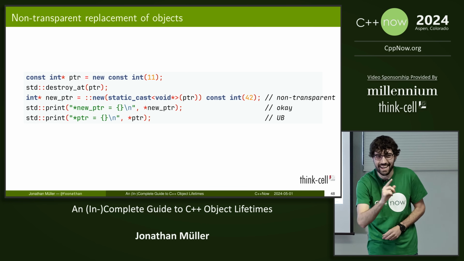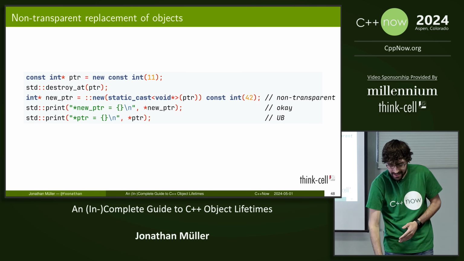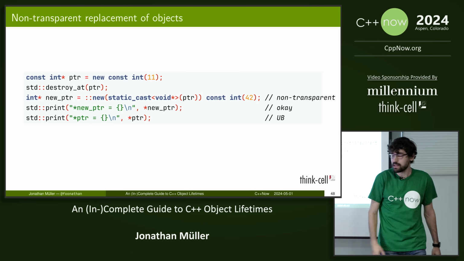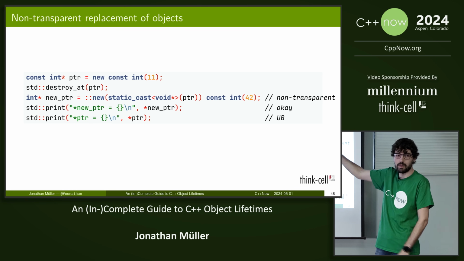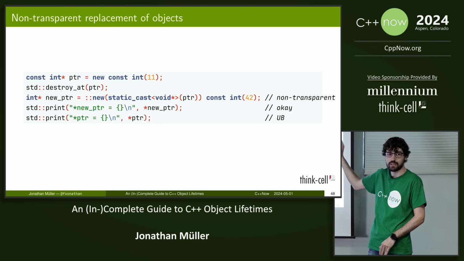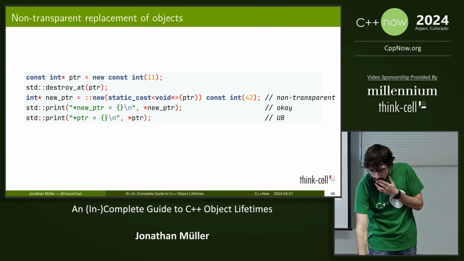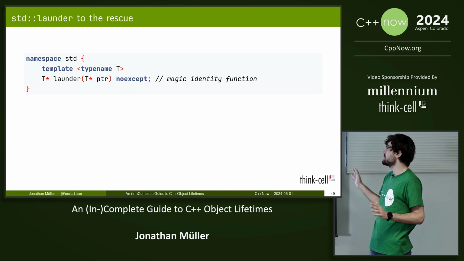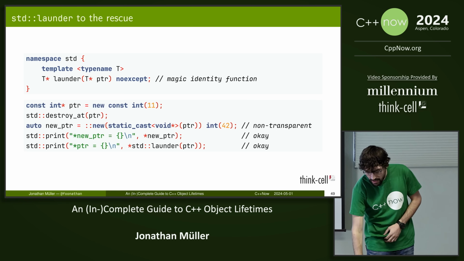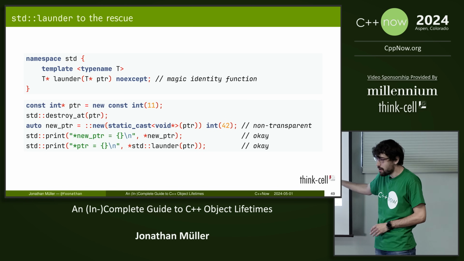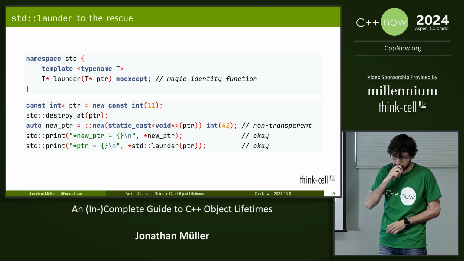Which const is the problem? Is it the left one or the right one? This const. Thank you. You can const cast it away, but it's still undefined behavior, because the type of a pointer doesn't matter. More about that later. So the fix is launder. Launder is a magic identity function. It doesn't change the pointer, but it magically makes it okay. How exactly that works, later on.